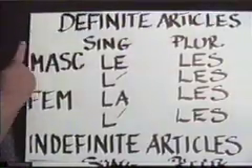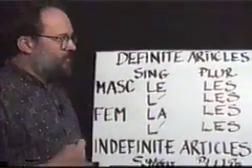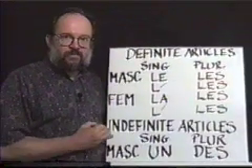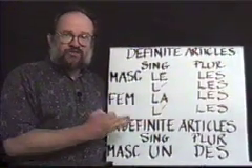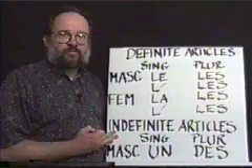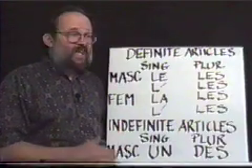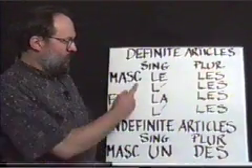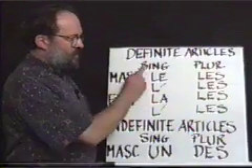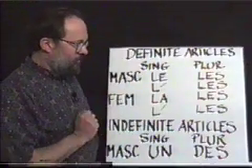Okay, now we have definite articles. Definite articles are used to express things that are very specific. If you're saying, for instance, the book, that is a definite article as opposed to a book, which is indefinite. Definite articles in French, they're masculine and feminine, singular and plural. And here are the forms.